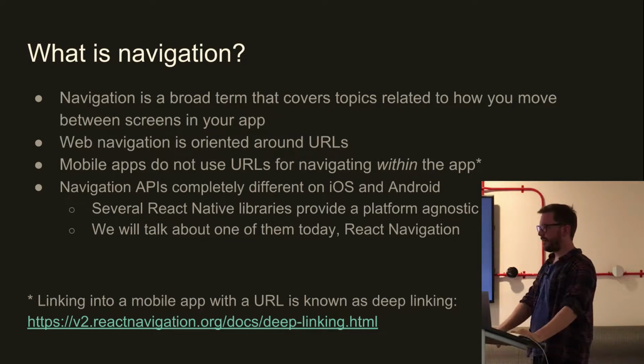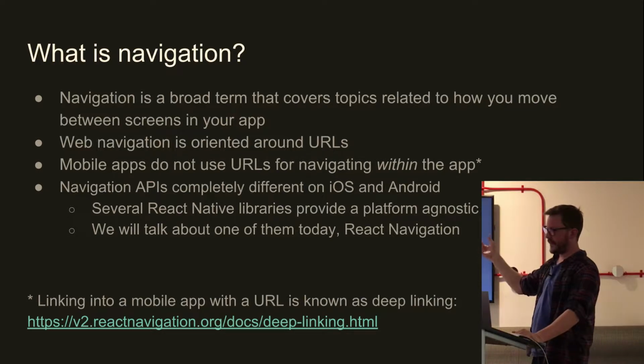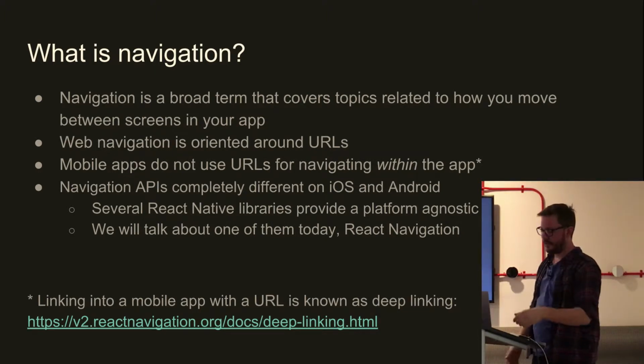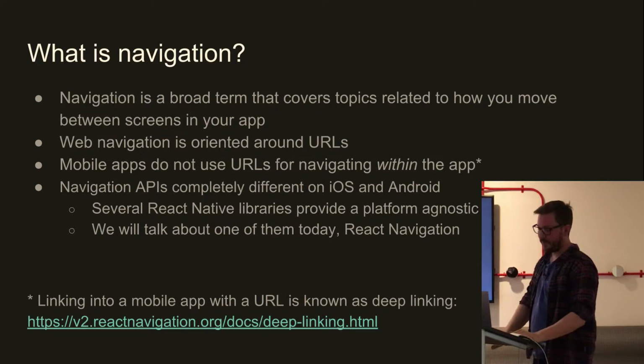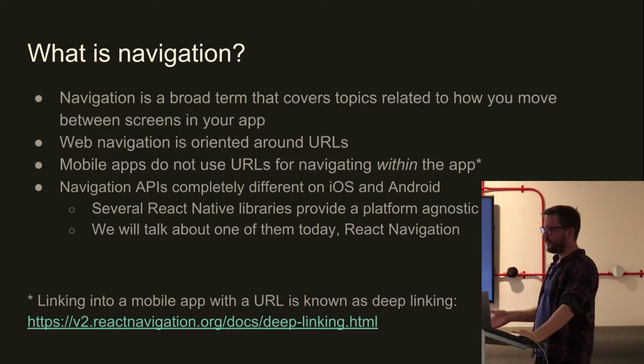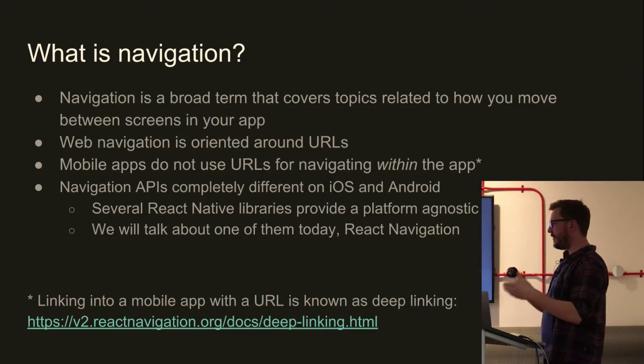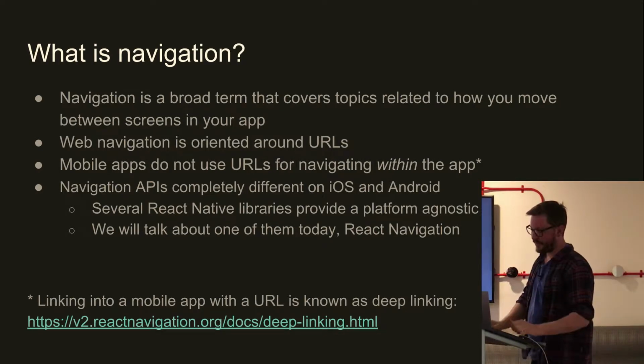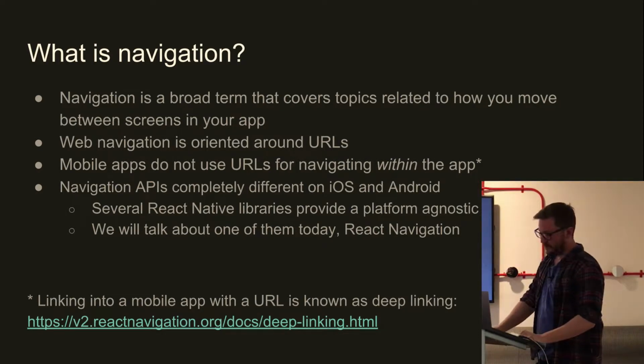So web navigation is pretty oriented around URLs. You change the URL bar. That is then seen as go get this page, or this is now the current location, and then the page updates in response to reflect whatever screen is appropriate for that URL. Mobile apps don't really use URLs. It's not really a concept that exists for the most part, with the exception of when you're linking into an app from the outside. But in terms of moving around within the app itself, URLs aren't used almost at all, except maybe in some weird cases.